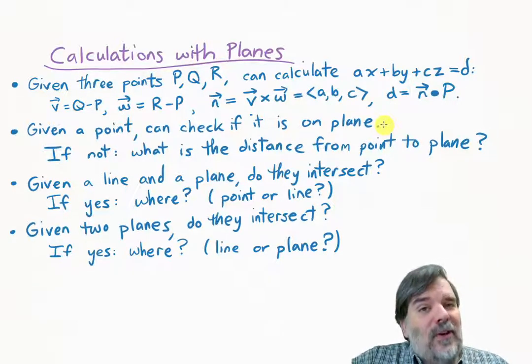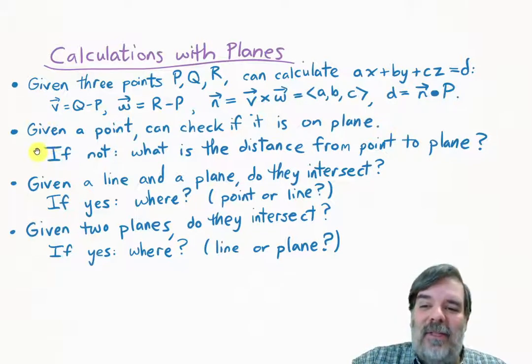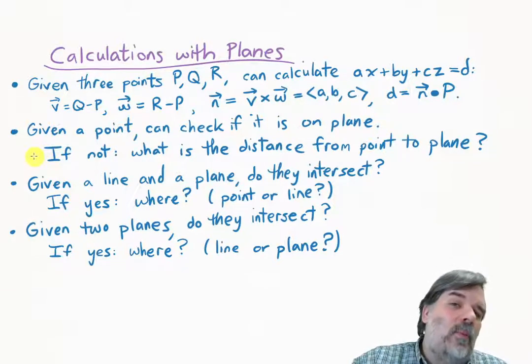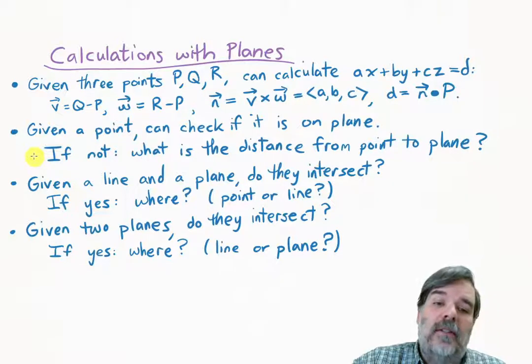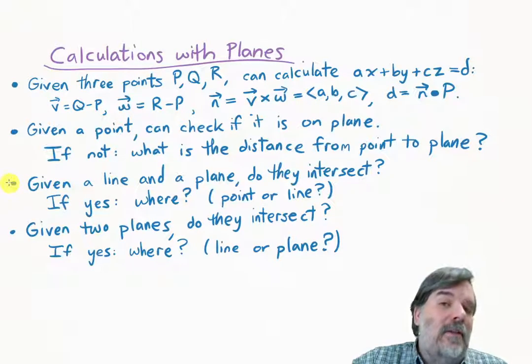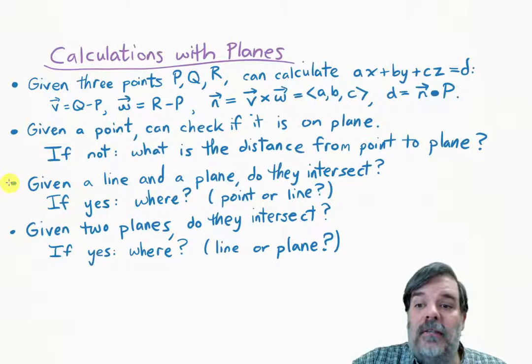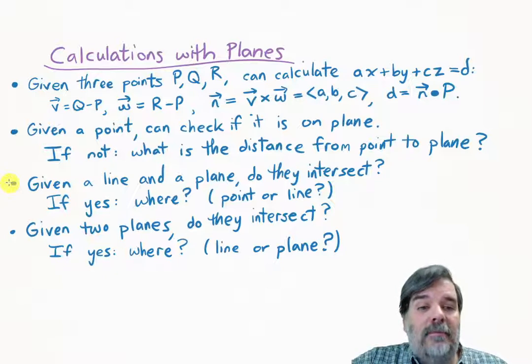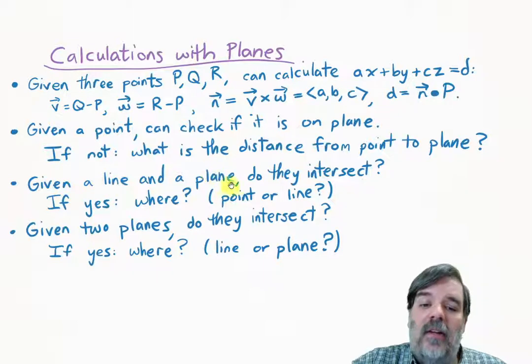However, if the point's not on a plane, you can do some more math. In particular, just like when we talked about calculations with points and lines, we could ask ourselves the question, what is the distance from the point to the plane? Also, if you're given different combinations of objects, you can ask different questions. For example, given the equation of a line, a parametric equation of a line, and an equation of a plane, do they intersect? And if they do intersect, then where and how do they intersect?